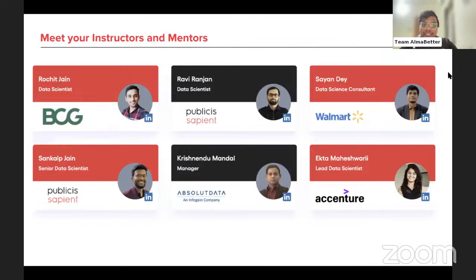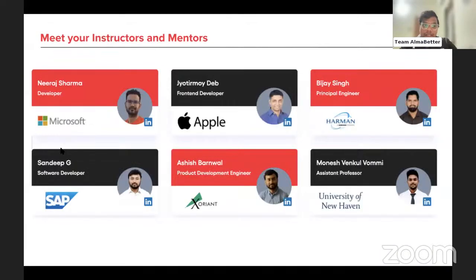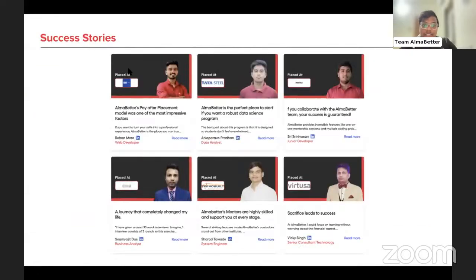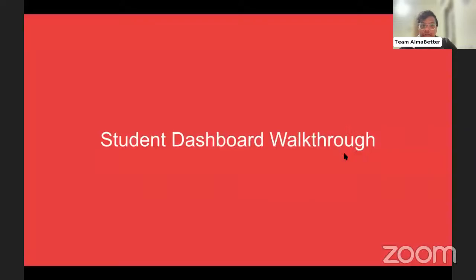Here you can see the instructors and mentors. They are from top companies like BCG, Walmart, Accenture, Microsoft, Apple. These are the top companies where the instructors come from. These are the success stories, which will also be present on our website. I'll show you there also. You can see all our students got placed as data analysts, business analysts, and more. I'll show all of them.